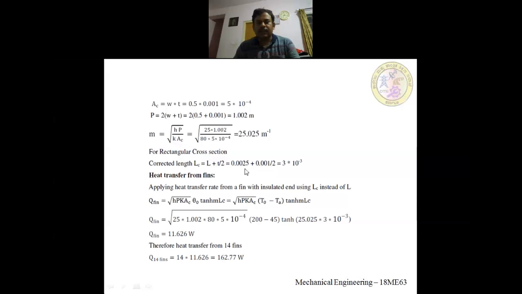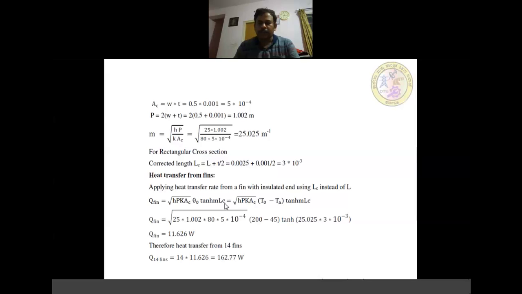0.0025 is the height or length of the fin, plus thickness 0.001 divided by 2, that is 3 into 10 to the power of minus 3. Next, heat transfer from each fin. You find out for each fin, then multiply with 14 fins. That is the total heat transfer by all the 14 fins you are going to get.